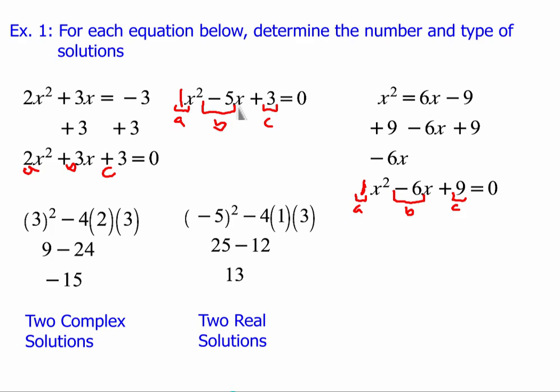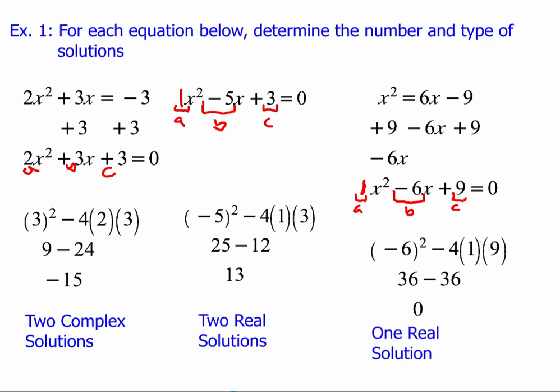Now I'm going to plug those into the discriminant. I've got negative 6 squared minus 4 times 1 times 9. Negative 6 squared is 36, and 4 times 1 times 9, 4 times 1 is 4, times 9 is 36. So I've got 36 minus 36. In this one, my discriminant is 0. And because I have a discriminant of 0, I know that I'm going to have one real solution.